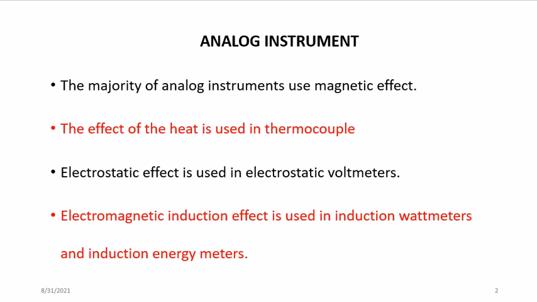Now, the majority of the analog instruments, out of the 4 things we have just mentioned, operate on the magnetic effect. If you can remember, magnet and electricity are like twin brothers. You can use electricity to magnetize something, and you can use a magnet to produce electricity. The effect of heat is used in instruments like the thermocouple, the electrostatic effect is used in electrostatic voltmeters for measuring voltage, and the electromagnetic induction effect is used in the induction wattmeter and the induction energy meter.